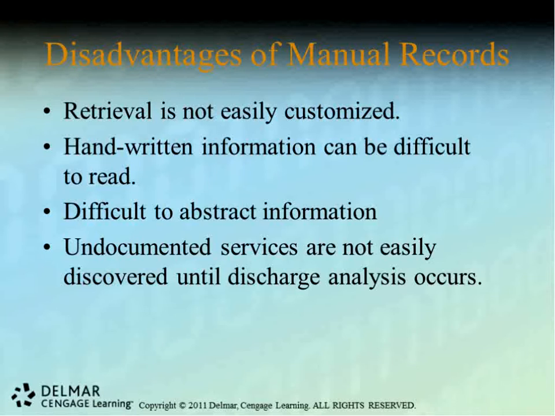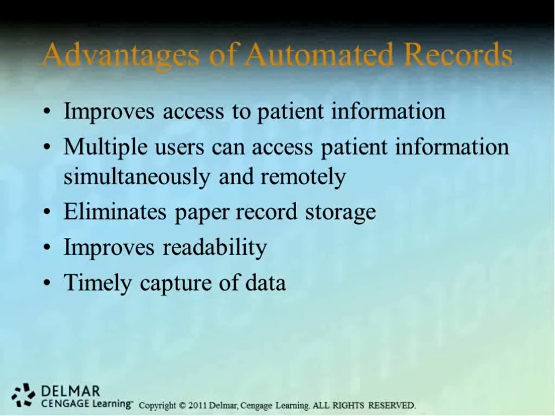system. A lot of things that are wrong or errors in those records are not usually discovered until we do that discharge analysis that we talked about when we were looking at assembly and analysis. On the flip side, with your automated records, again, it's coming from Table 5.1. When we bring in that automation, it improves access to that patient information, because you can have multiple users at the same time in different places using that same information.